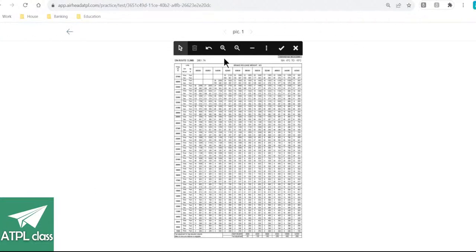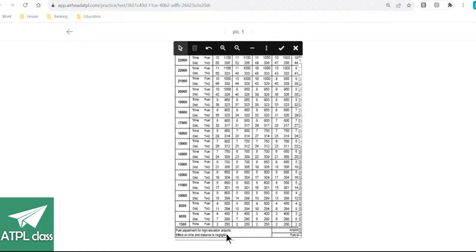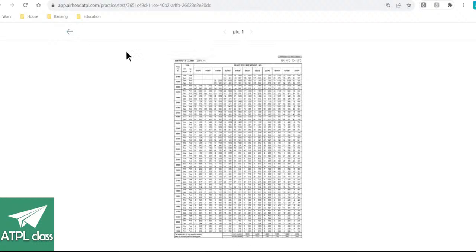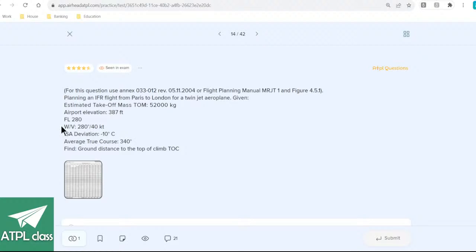Okay, so wow, bad graph. 52,000 kilograms is our brake release weight. That is this column here. Pressure altitude is 280. Our nautical air miles through the air is 53. And fuel adjustments, at the bottom, it says fuel adjustments for high elevation airports. We're not thinking about fuel, we're thinking about distance, and the effect on time and distance is negligible, so we can discount a few points of information. So we've got our air distance.